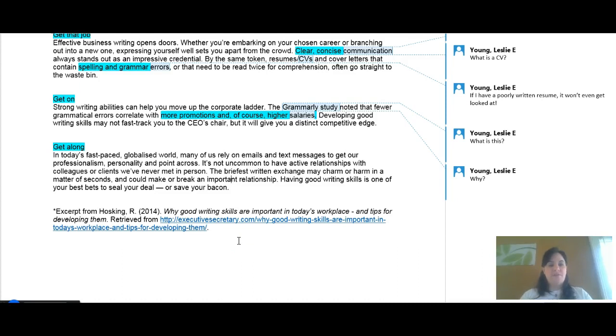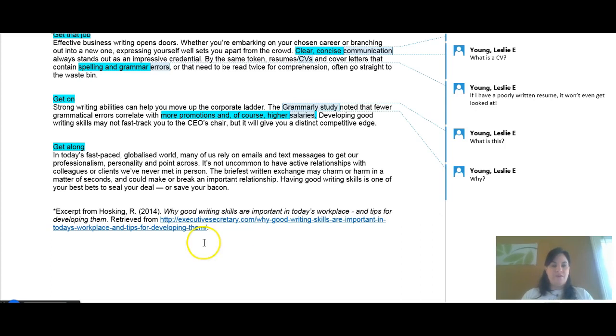In today's fast-paced, globalized world, many of us rely on emails and text messages to get our professionalism, personality, and point across. It's not uncommon to have active relationships with colleagues or clients we've never met in person. The briefest written exchange may charm or harm in a matter of seconds and could make or break an important relationship. Having good writing skills is one of your best bets to seal your deal or save your bacon.